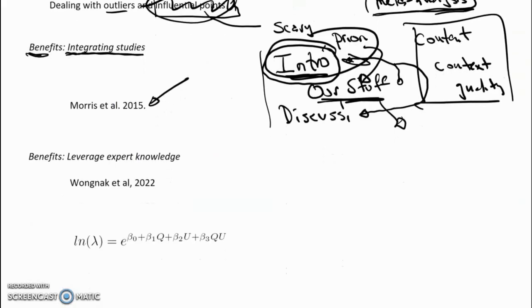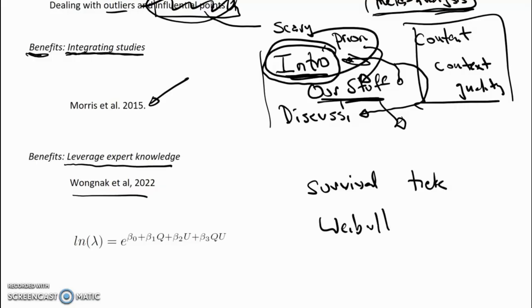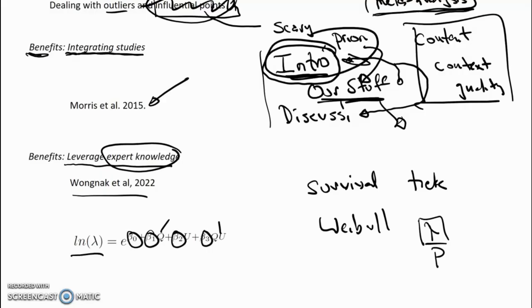Another possible benefit is it enables us to leverage expert knowledge. There's a study done by these folks looking at survival, I believe it was, of ticks. They used a Weibull function for survival. It had two parameters, lambda and p. For lambda, there's a nonlinear function, and the predictor variables were q and u. What these folks did was they talked to a bunch of experts and got some prior values for these different parameters to get an improved model.